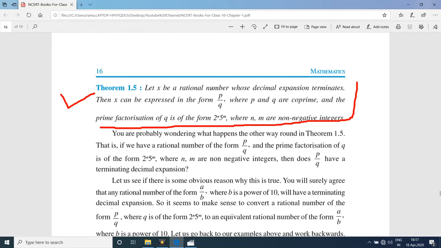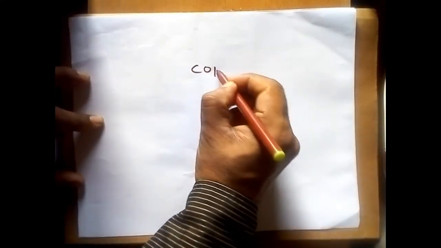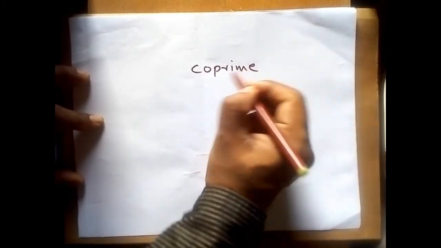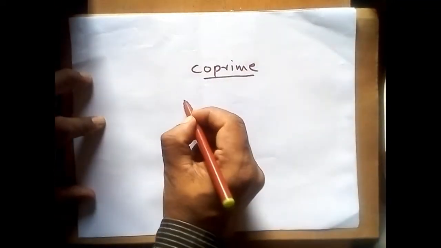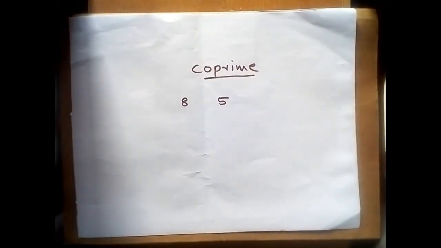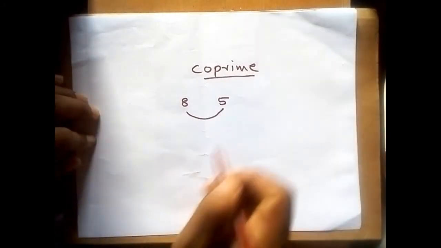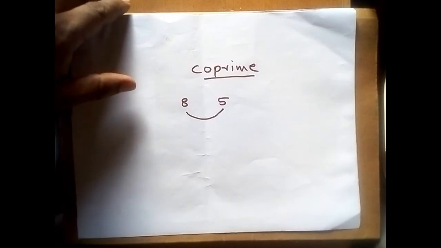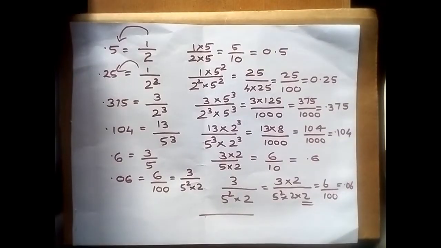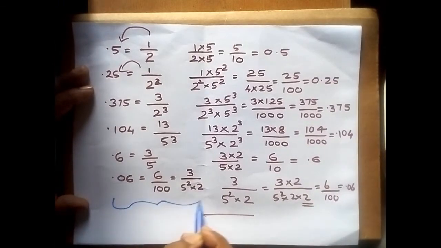What is that? Co-prime. What do you mean by co-prime? Two numbers are co-prime means they are prime to each other. Both of the numbers need not be prime numbers. So for example, 8 and 5. 8 and 5, they do not have any common factor, but they are prime to each other. So these numbers are called co-prime numbers. So this is the explanation of theorem 1.5.